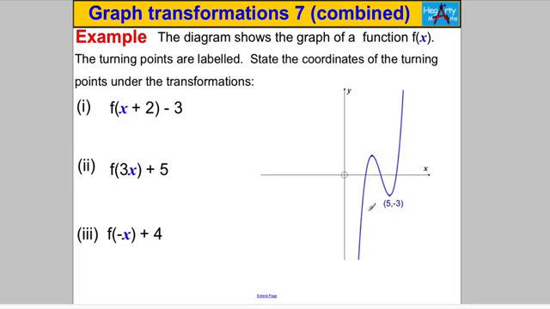This time we're given a curve and we're given its turning point is 5 across 3 down, and we're asked to state the coordinates of the turning points under these transformations. Do what we did before, break down the transformations into its components.